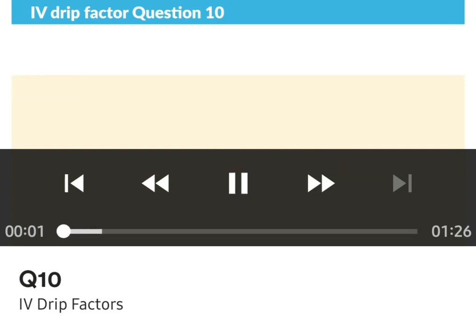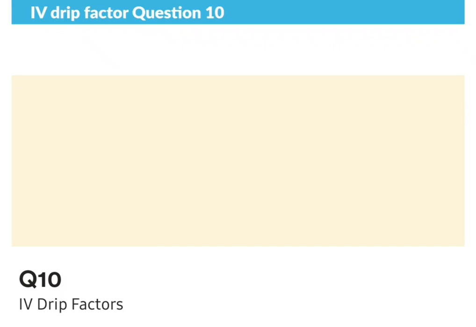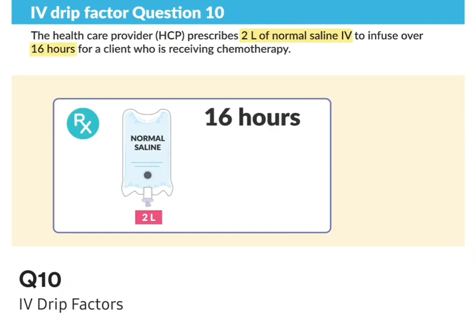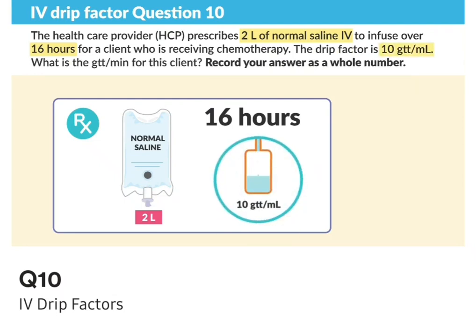All right, last one here is question 10 for drip factors. So the healthcare provider prescribes 2 liters of normal saline IV to infuse over 16 hours for a client receiving chemotherapy. Now, the drip factor is 10 drips per mL. So, what is the drips per minute for this client?